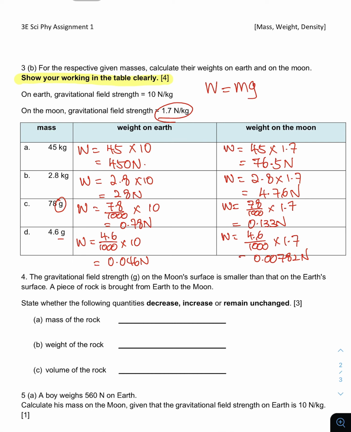Sometimes your calculator may give you the answer in standard form. If that's the case, the answer should be 7.82 multiplied by 10 to the power of negative 3 Newton. You can leave your answer in either way because there is no special request from the question.